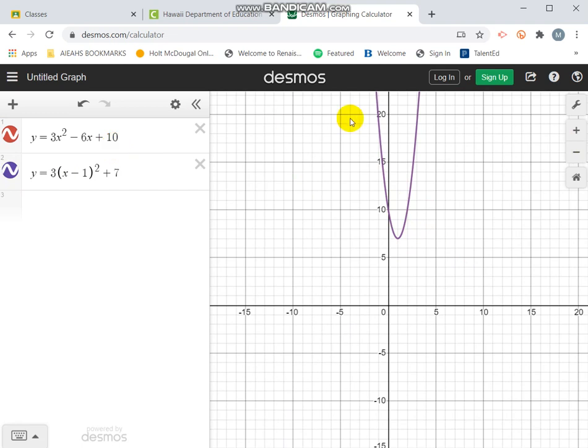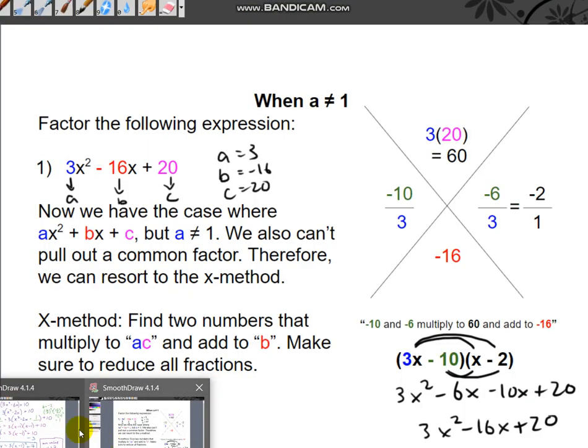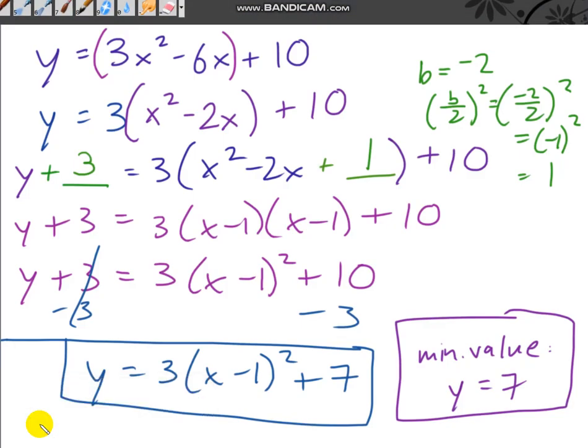Okay, so if we look at this parabola, the y value goes all the way down to y equals 7. That is our minimum value. Minimum value is y equals 7. And if you are wondering, that is exactly what we have there. Our minimum value is y equals 7. Whew. Let me know if you have any questions on this. Okay?